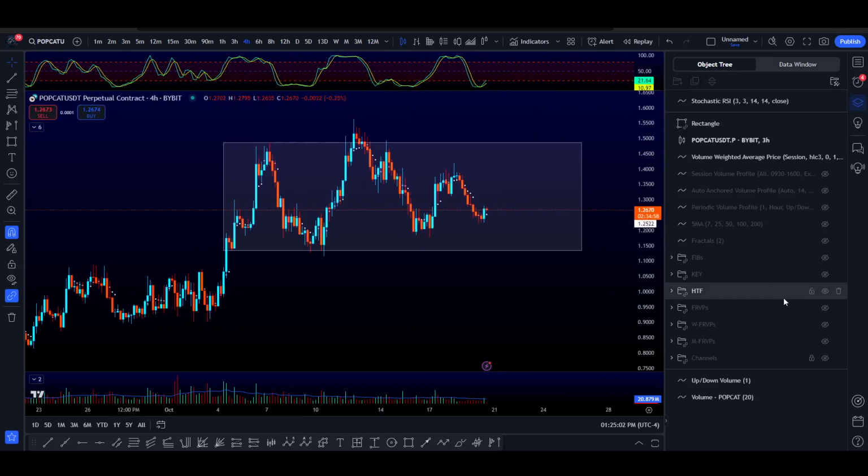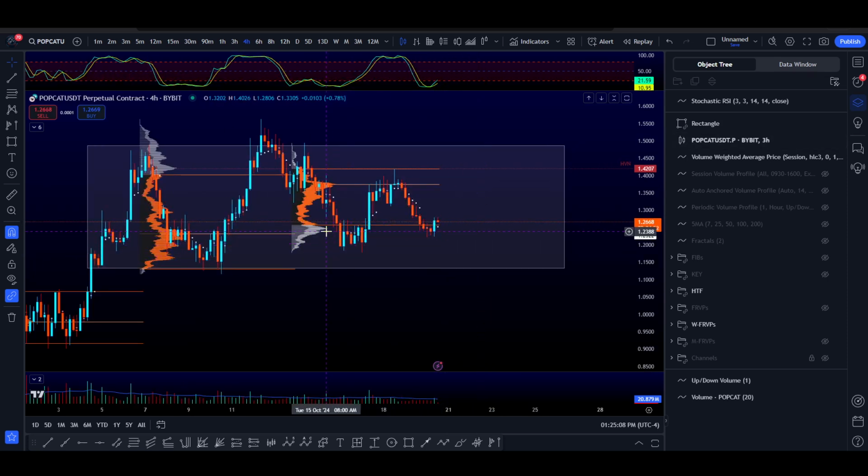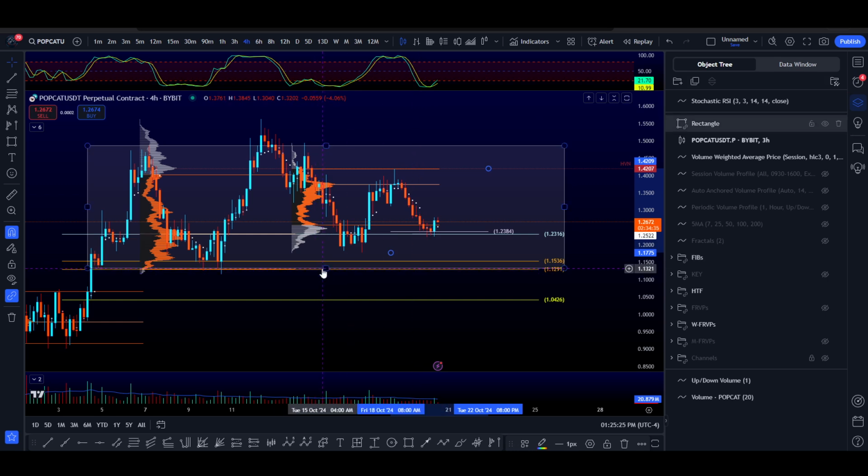So if we go ahead and turn on the fixed range volume profile from the previous week, you can see we tested the previous week point of control, right? We lost the value area high of this week, but we also reclaimed it. Also, I went ahead and pulled some fibs. So from the low to the high, we just back tested the 0.75 fib retracement level.